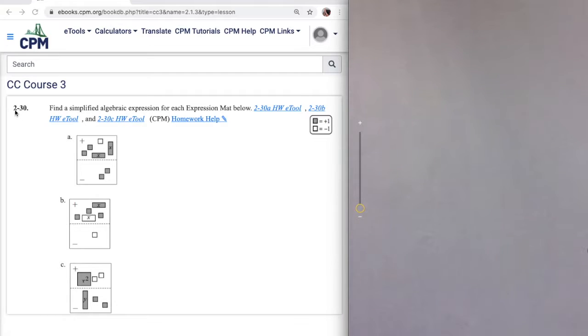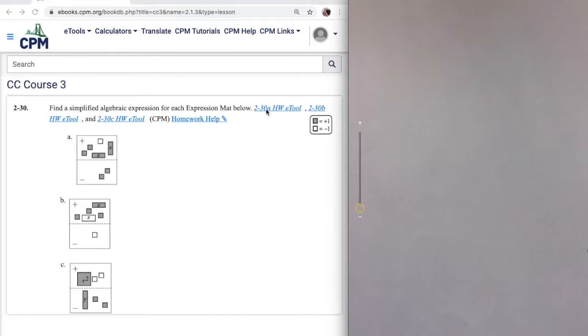We're going to be going over 2-30, A through C. So let's have a look at what it is asking us. It wants us to find a simplified algebraic expression for each expression map below. So we can simplify using the expression map and then write it out as an algebraic expression.